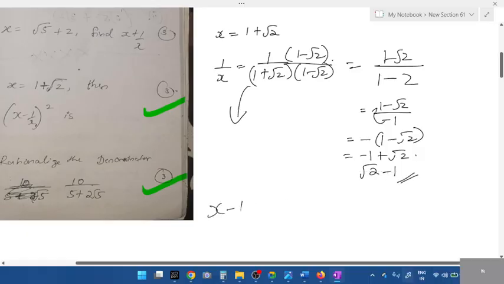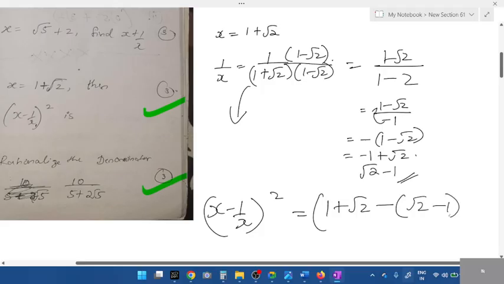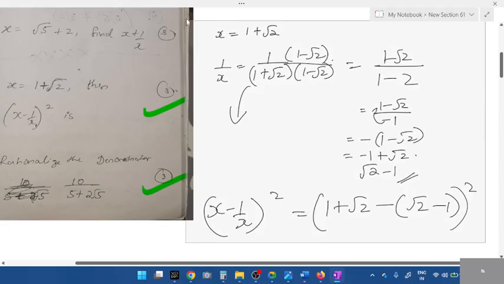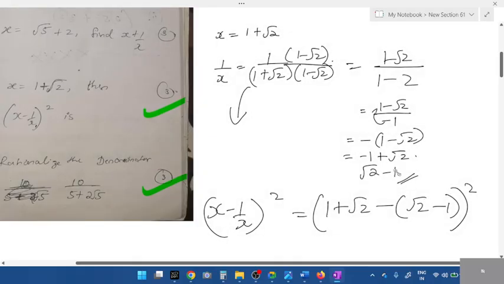Now the question is x minus 1 by x the whole square. For this x minus 1 by x the whole square, just substitute the values. X value is 1 plus root 2. Minus is given. Put minus in bracket, you write root 2 minus 1. Whenever they give minus, write the second term in the bracket, students, so that the sign changes.